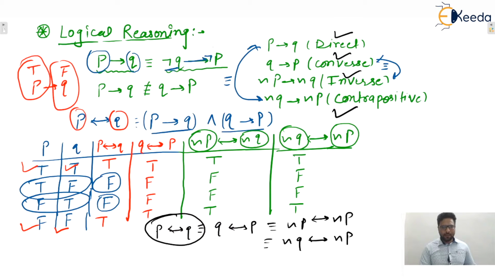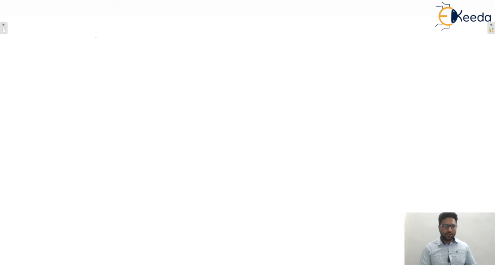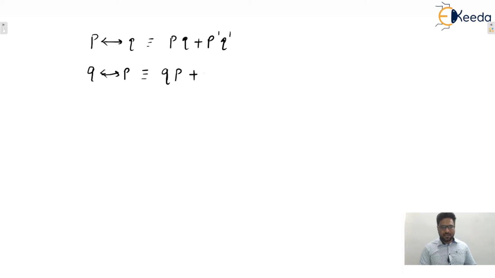Remember one more thing. What is the expression for P biconditional Q? We can say that this is PQ plus P dash Q dash. Isn't it? So you can verify it like that. Let's say Q biconditional P. Then this also becomes QP plus Q dash P dash. So we can say that these are equivalent only.